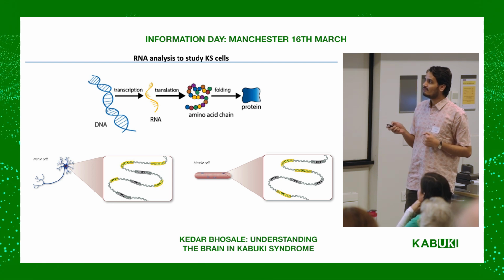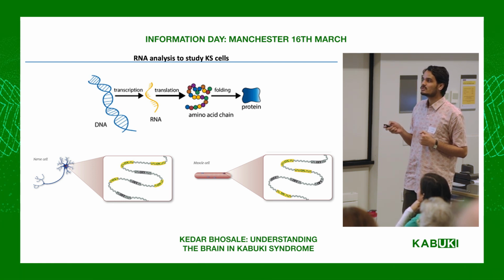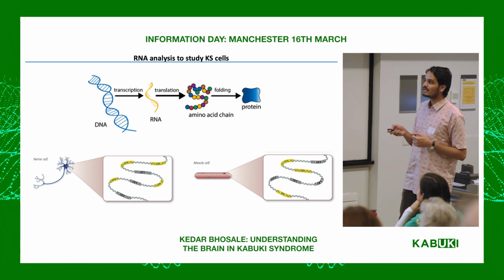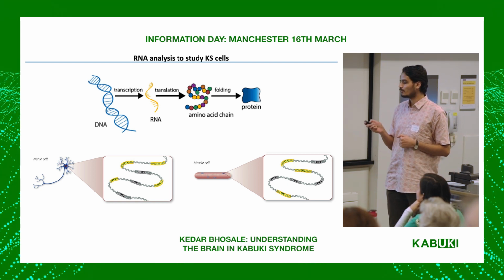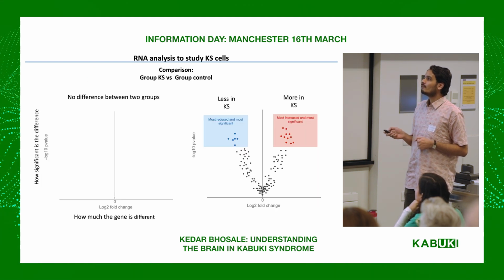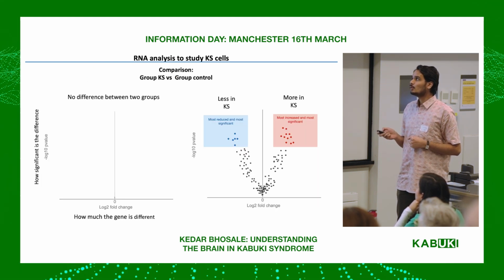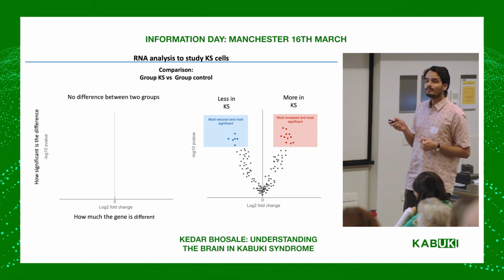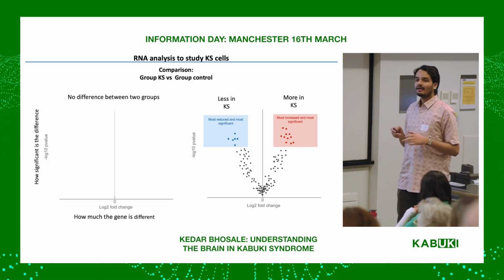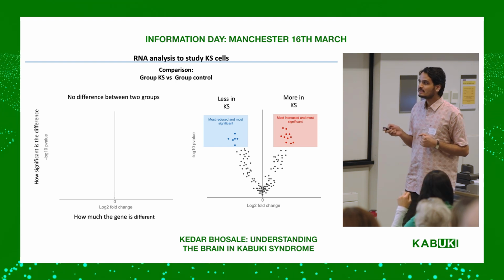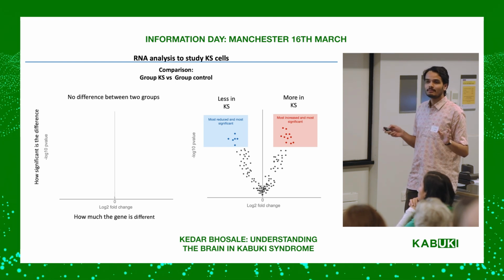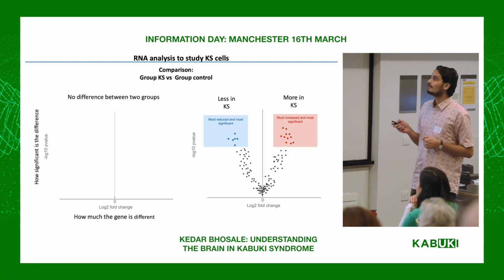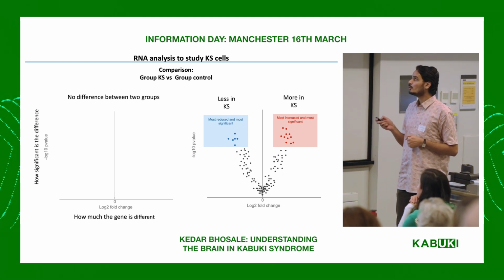Because of that, we try to study the RNA so that we can map which genes are on and which genes are off in neurons in case of Kabuki syndrome. For this RNA analysis, we compare a control group and a Kabuki syndrome group. Ideally, if there are no differences, we would find this plot completely blank. But we do observe some differences while comparing the Kabuki and control groups.